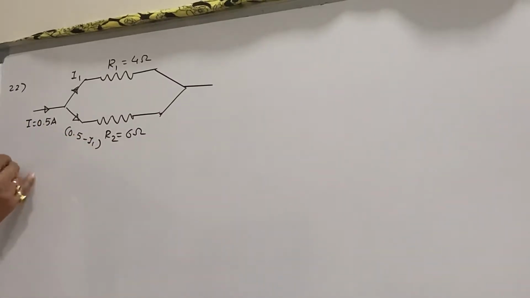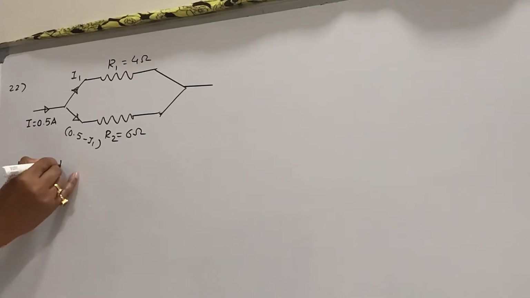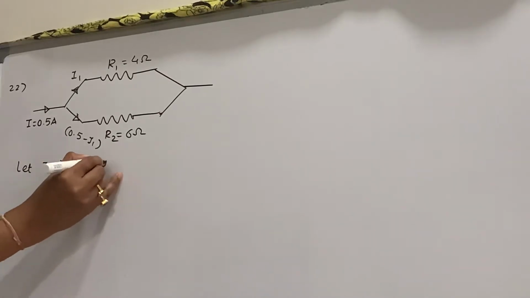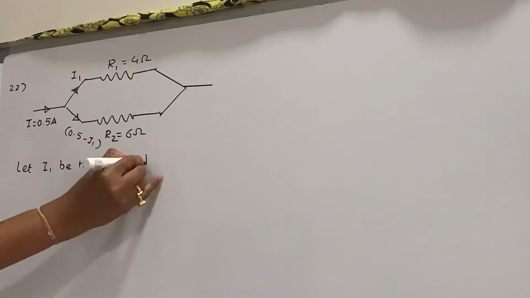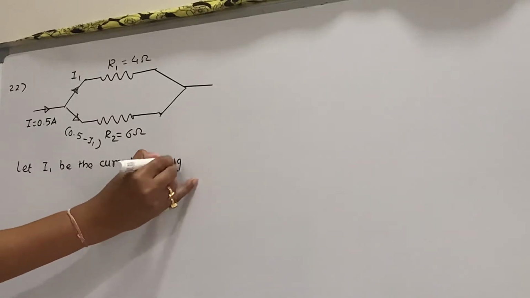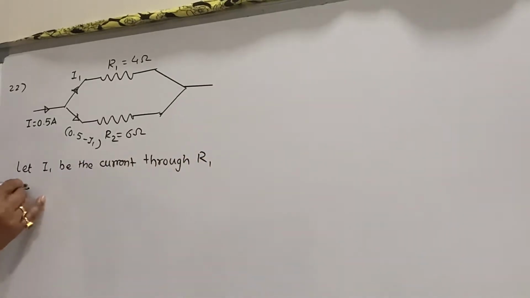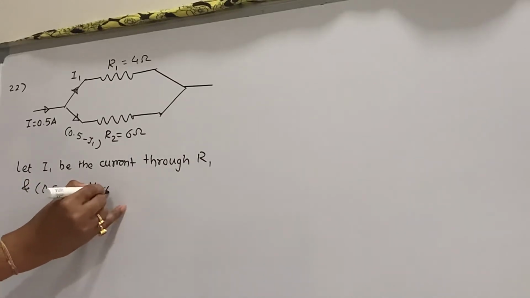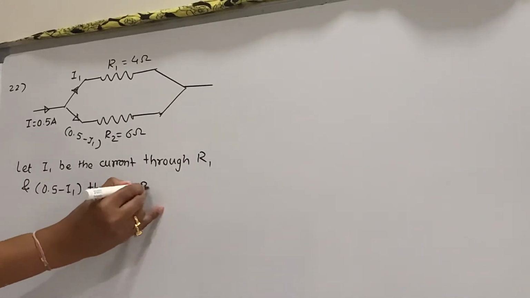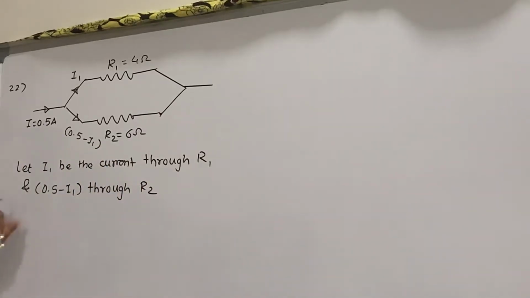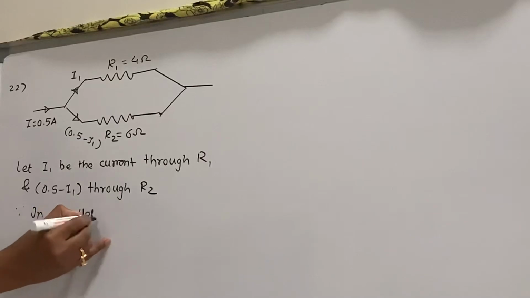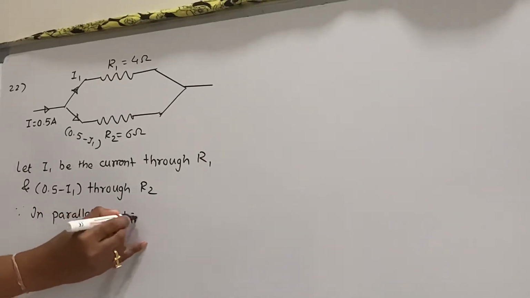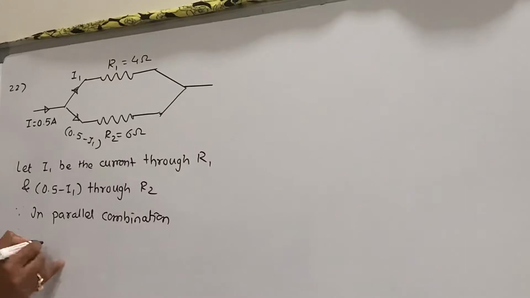So right here, let I1 be the current through R1 and 0.5 minus I1 through R2. Now since they are in a parallel combination, we can write V1 is equal to V2.